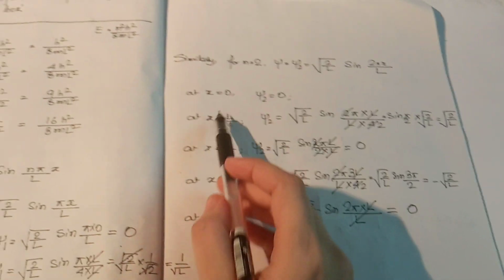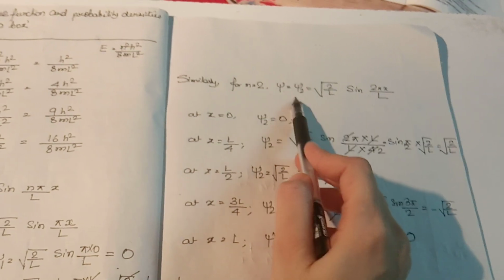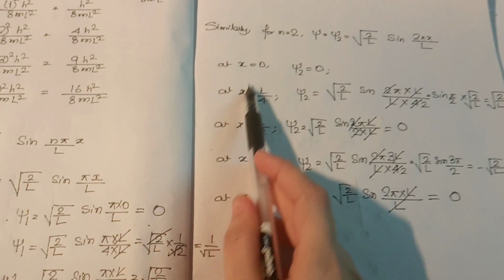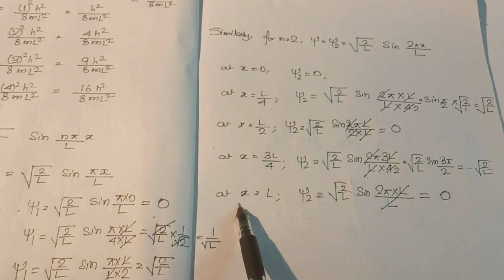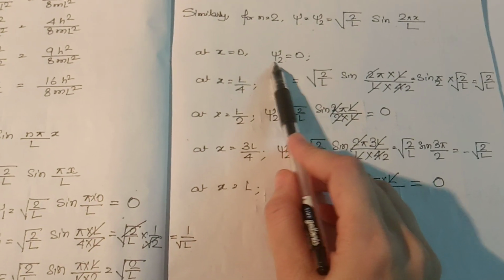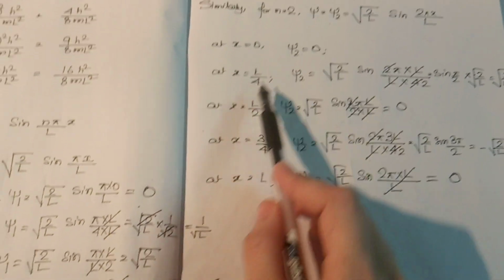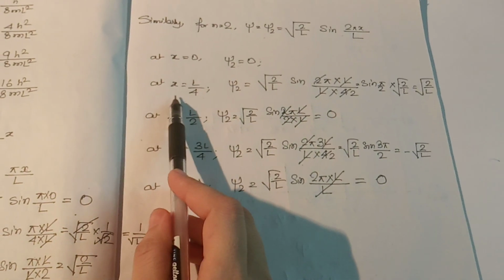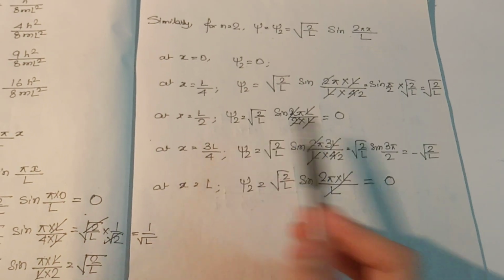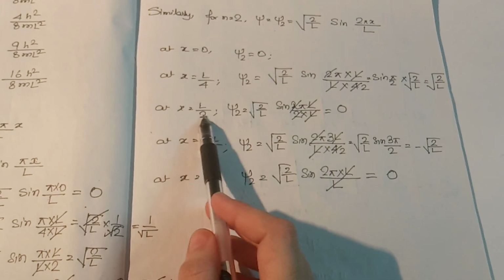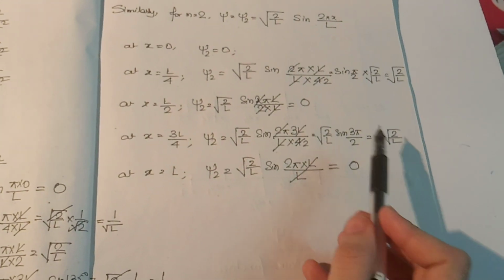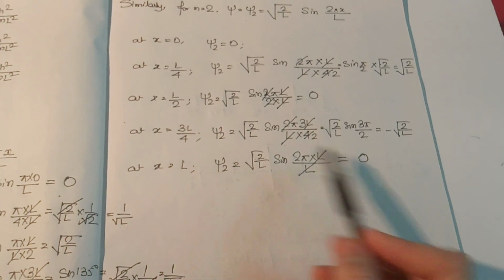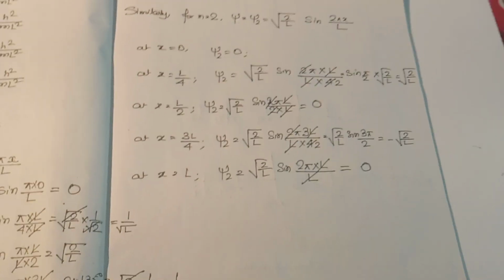So after putting the value of n equal to 2 in psi, the expression is this. And then at different positions of the length of the box, the expression that comes: psi 2 is equal to 0 at x is equal to 0. Psi 2 is equal to root 2 divided by L when x is equal to L by 4. Psi 2 is equal to 0 when x is equal to L by 2. Psi 2 is equal to minus root 2 divided by L when x is equal to 3L by 4. Psi 2 is equal to 0 when x is equal to L.